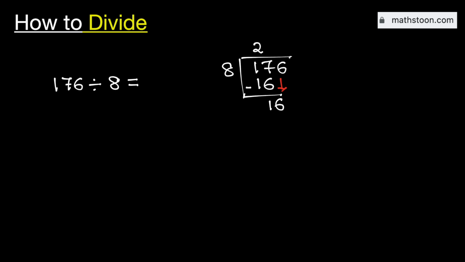And we know that 8 times 2 is equal to 16. Subtract, we get a 0. As we have got the number 0 and there is no number to bring down here, so we will stop. Therefore, 176 divided by 8 is equal to 22, and this is our final answer.